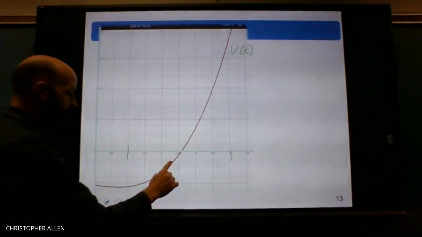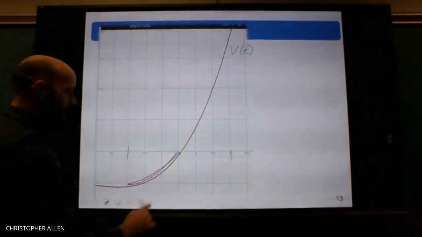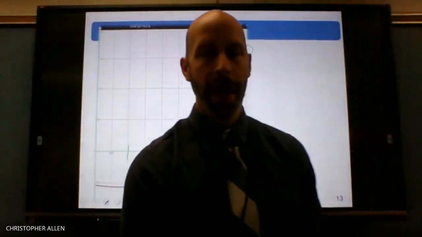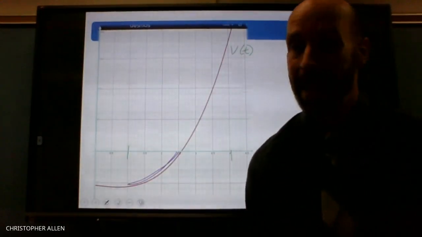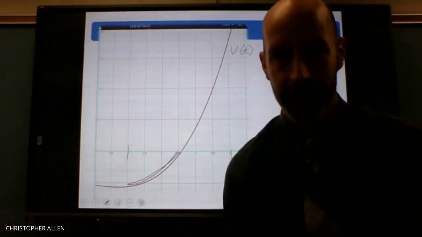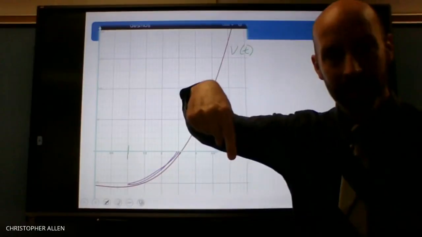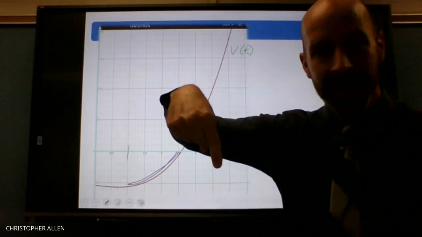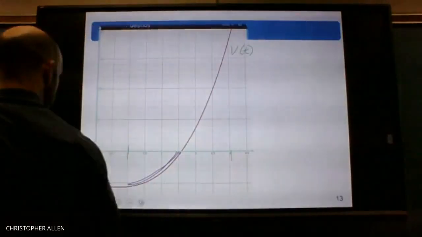So here's my question. Let me do this in purple. You see this portion of the velocity here? Would you guys all agree that's below the x-axis? Which means it's negative. Which means what direction's the particle moving? South. Because the velocity is negative, that tells us it's going south.